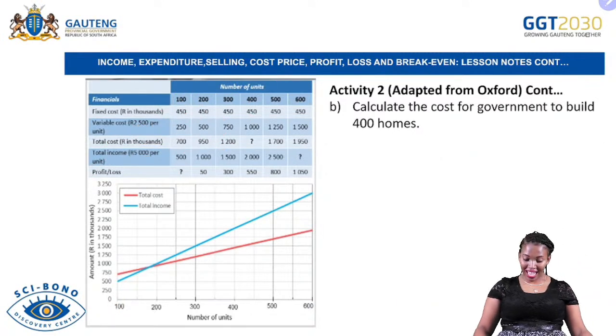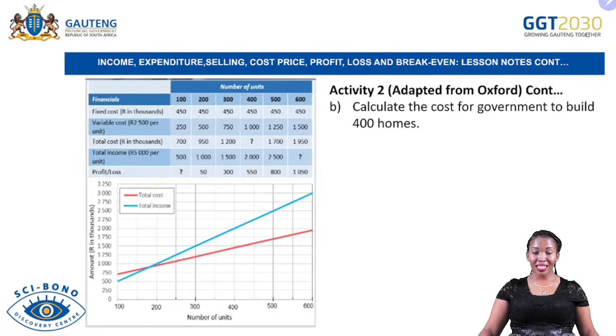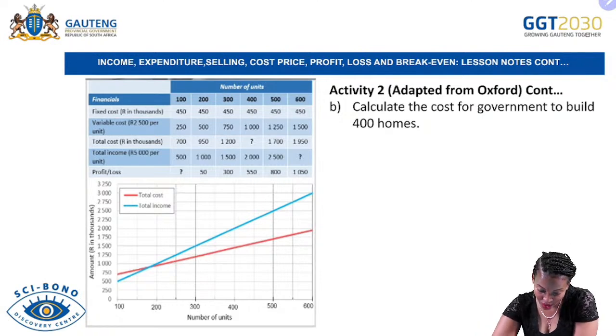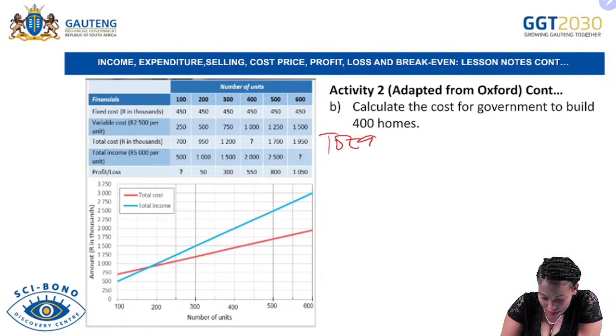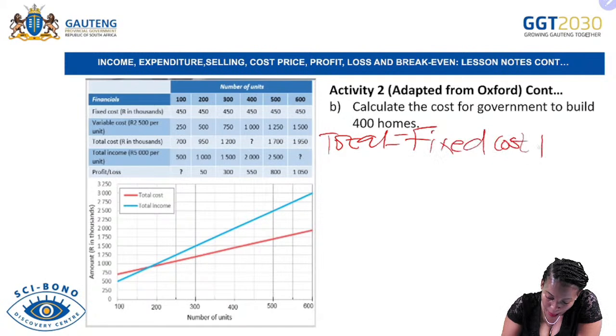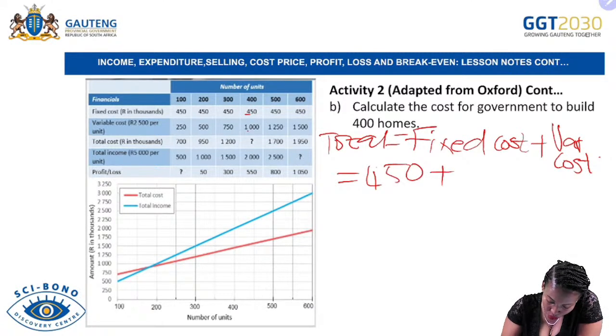And then the second one, guys, we must calculate the cost for government to build 400 homes. So now let's calculate the cost for 400 homes. We know that to get the total cost, we must say the fixed cost plus the variable cost. So what is our fixed cost for 400? It is 450, plus, what is our variable cost here? It is 1,000.